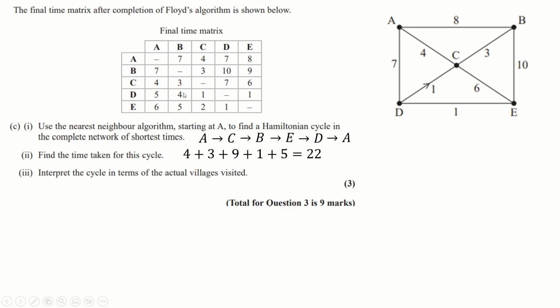That was the whole point of Floyd's algorithm. A to C is 4, and that's just going A to C, and C to B is 3, and sure, that's just going C to B. But B to E, which is 9, isn't just going B to E, that's going B to C to E. So this journey is actually A to C to B, back to C, then to E, and then E to D is just 1, so that's fine, and then D to A, you go back to C again, then to A. So this is the actual journey that's being done. And yeah, that's that question done.